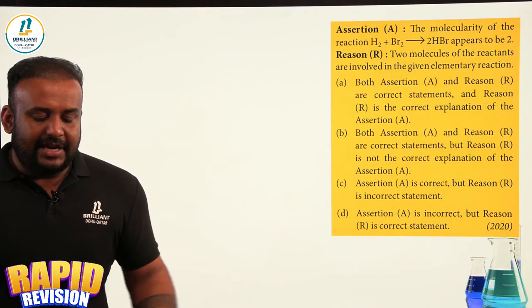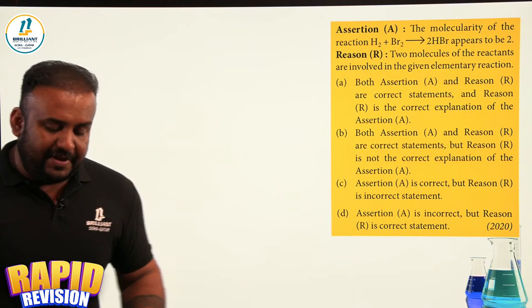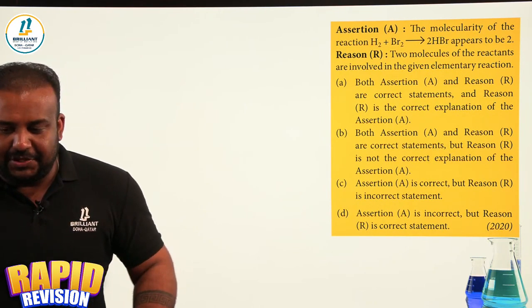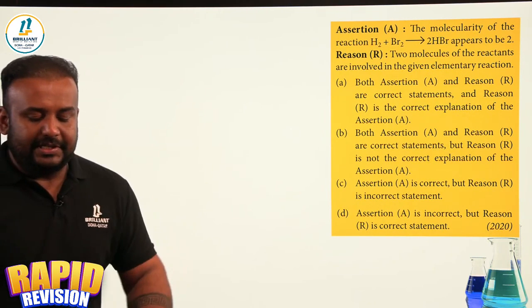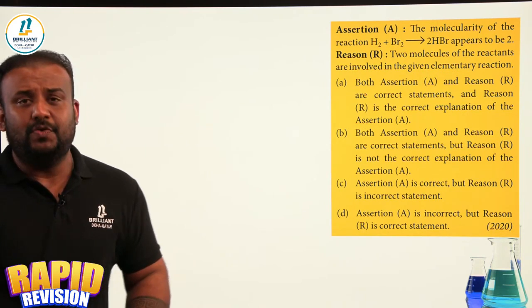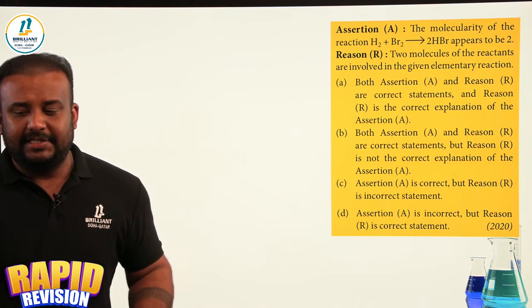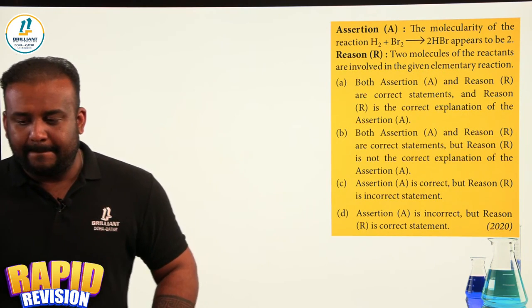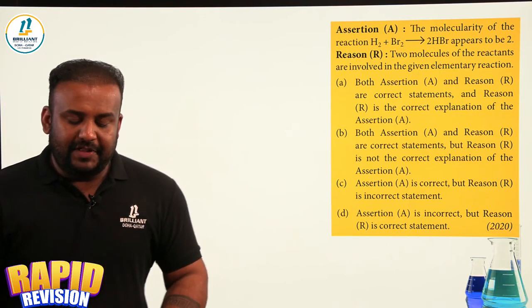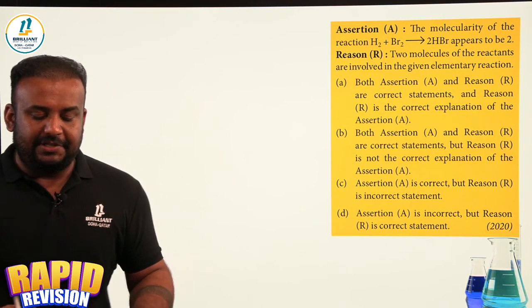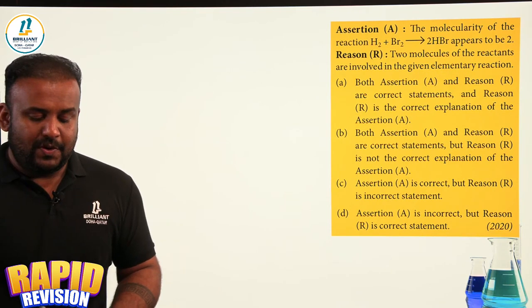Okay, let's look at one of the assertion reason questions. Molecularity of the reaction H2 plus Br2 giving 2HBr appears to be 2. Is that true? Quick. Molecularity of the reaction H2 plus Br2 gives 2HBr appears to be 2.